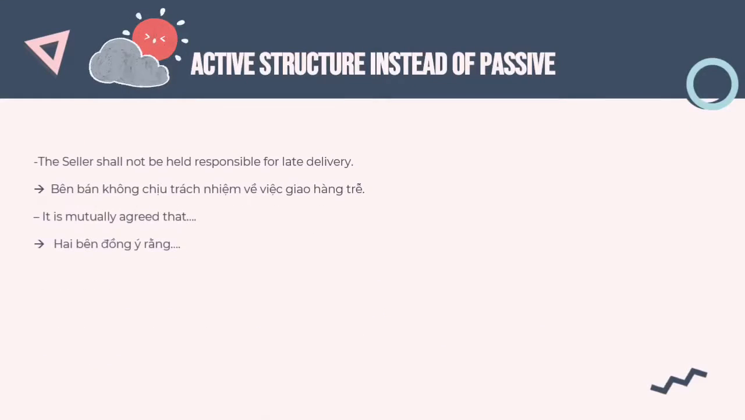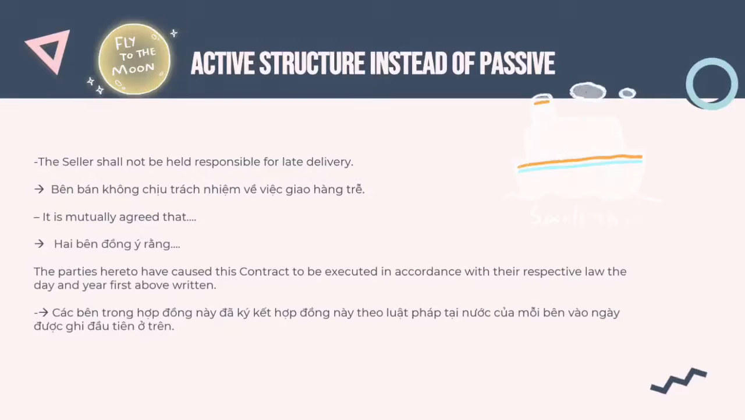The next is active structures instead of passive structures. In the English version, if there are active structures, in Vietnamese we will translate them into passive structures. Example, the seller should not be held responsible for late delivery. Bên bán không chịu trách nhiệm về việc giao hàng trễ, and or it is mutually agreed that, hai bên đồng ý rằng.